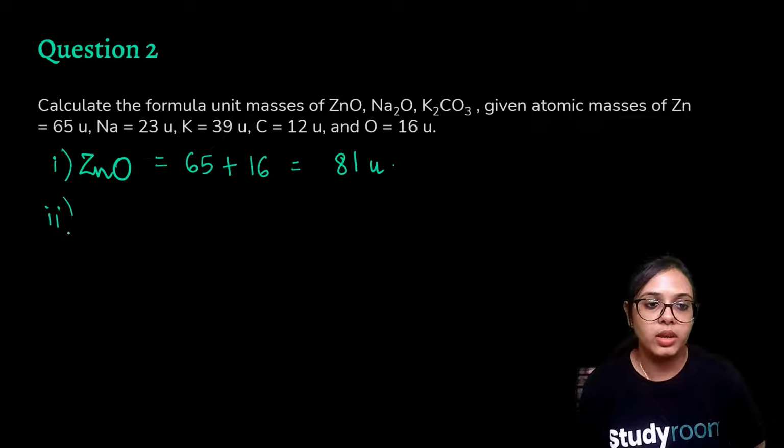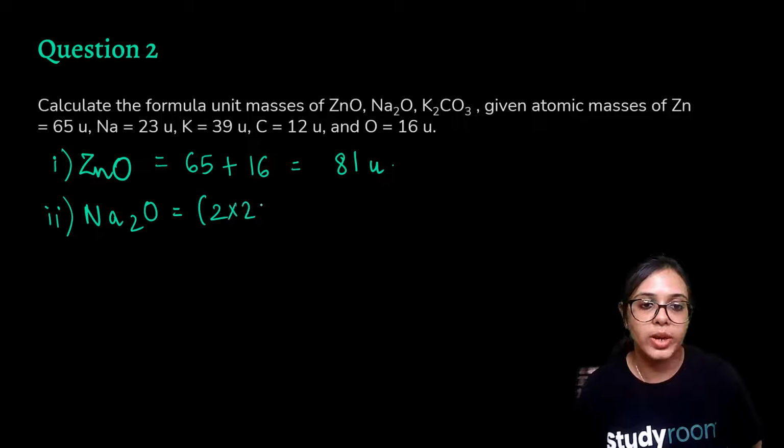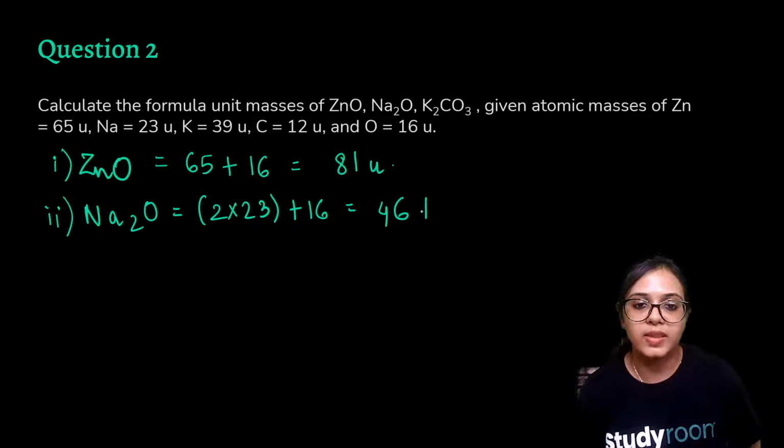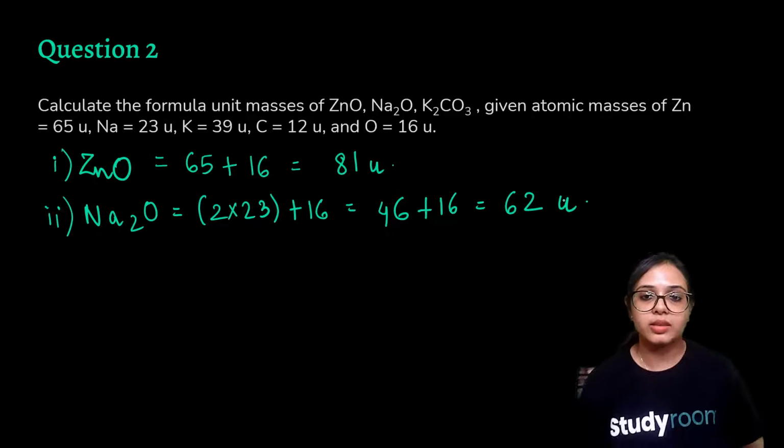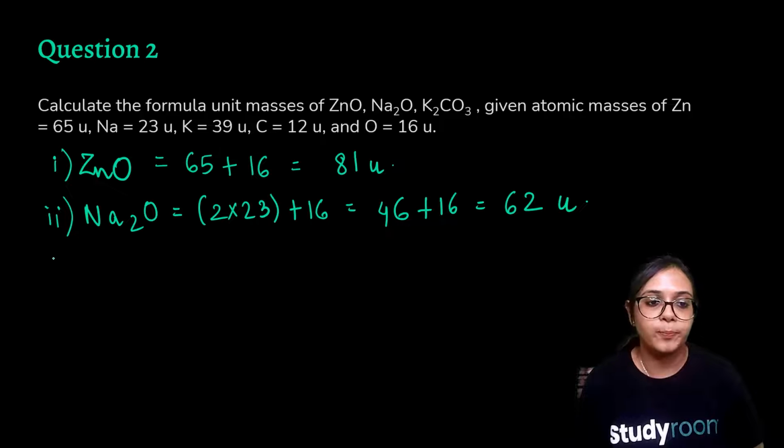For the second one, we have sodium oxide. We have 2 atoms of sodium over here. So we will be multiplying 2 into 23 and we will be adding it to 16. 2 3s are 6, 2 2s are 4, 46 plus 16. So we will be getting 62U as the formula unit mass of your sodium oxide.